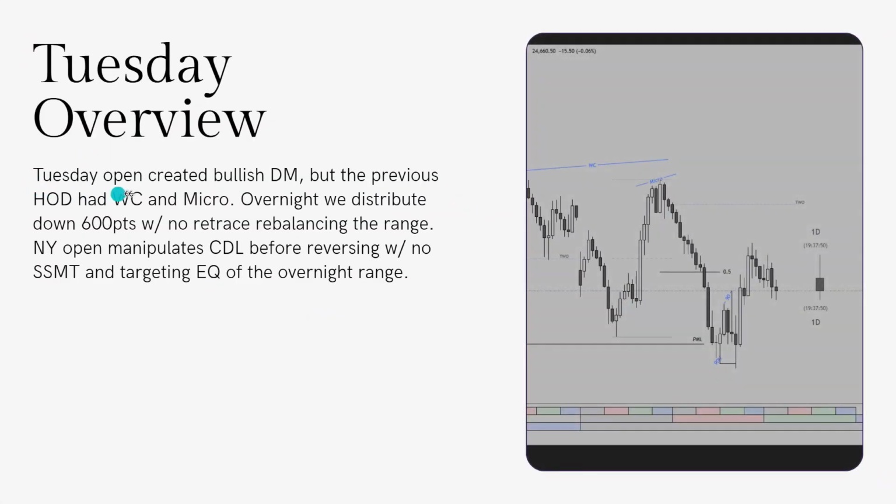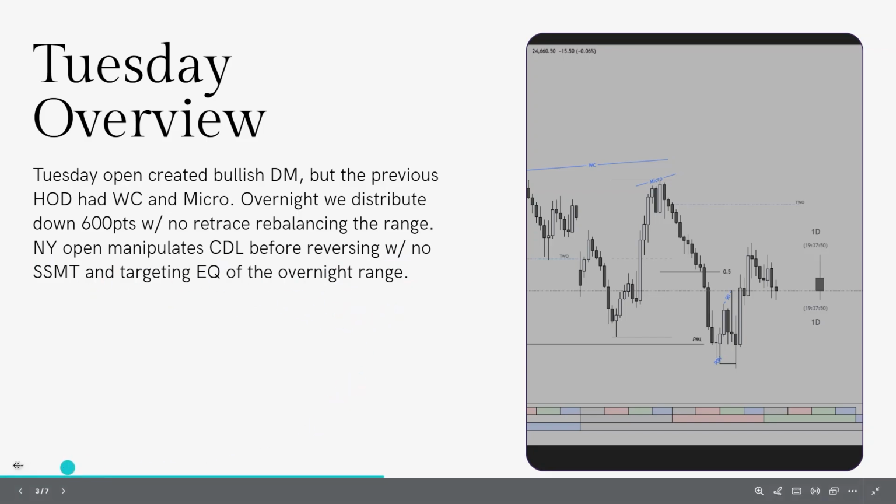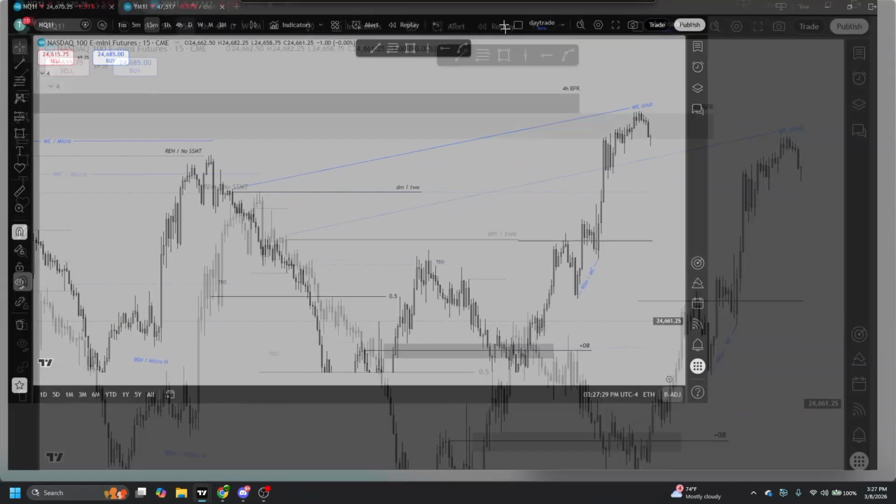Monday's done. Tuesday. Tuesday open created a bullish devil's mark, but the previous holiday had weekly cycle micro. Overnight we distribute down 600 points, with no retrace, rebalancing the range. New York Open manipulates the current day low before reversing with no sequential SMT and targeting EQ of the overnight range. You can see that here.